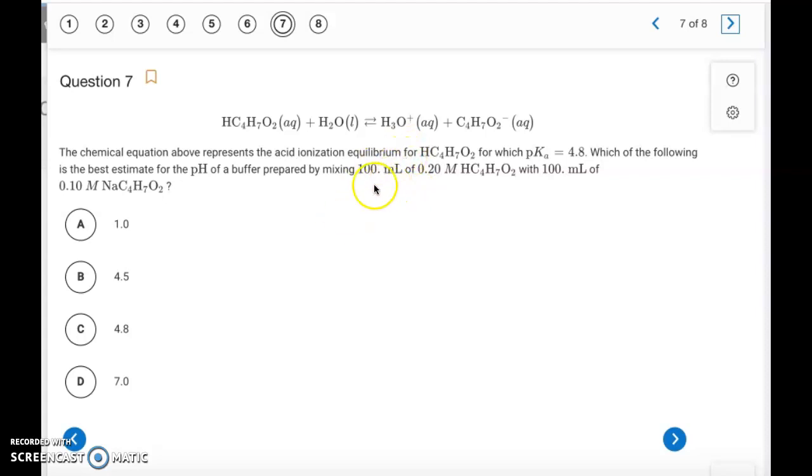All right, now we have 100 milliliters of 0.2 molar HC4H7O2, and we have 100 milliliters of 0.1 molar of this conjugate base. So we have a higher amount of this weak acid. That's going to make the pH of the resulting solution slightly less than the pKa. We have more acid than conjugate base, so it brings our pH down to a lower value than the pKa. So it's going to be something less than 4.8. So we would pick B, 4.5.